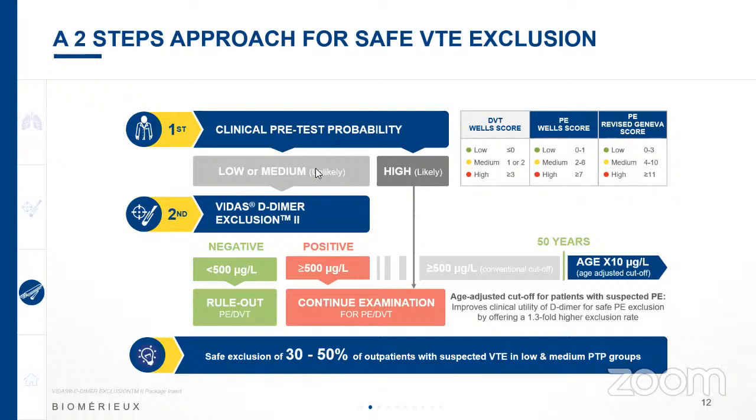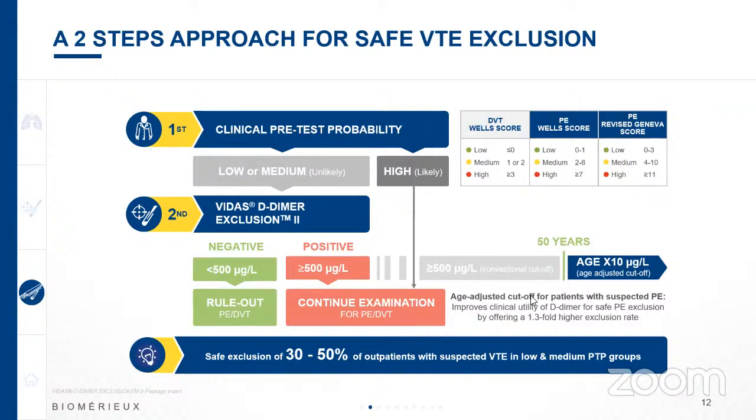And if it's low to medium, this is where you must do your D-dimer test. And it's called a D-dimer exclusion test. So if it's negative, then you can safely exclude or rule out pulmonary embolism or DVT. And the figure presented there is less than 500 micrograms per liter as the cutoff. If it's positive, then you continue examination for PE and DVT and of course proceed to management.